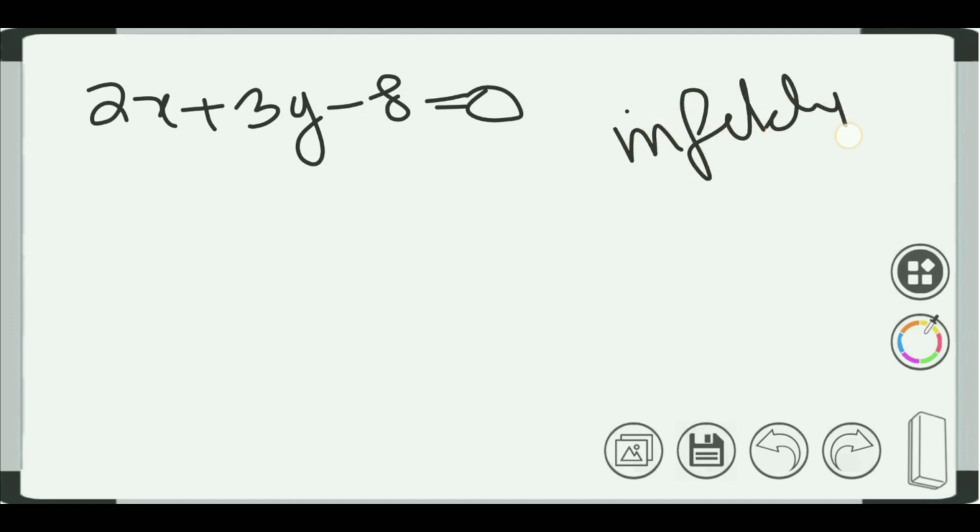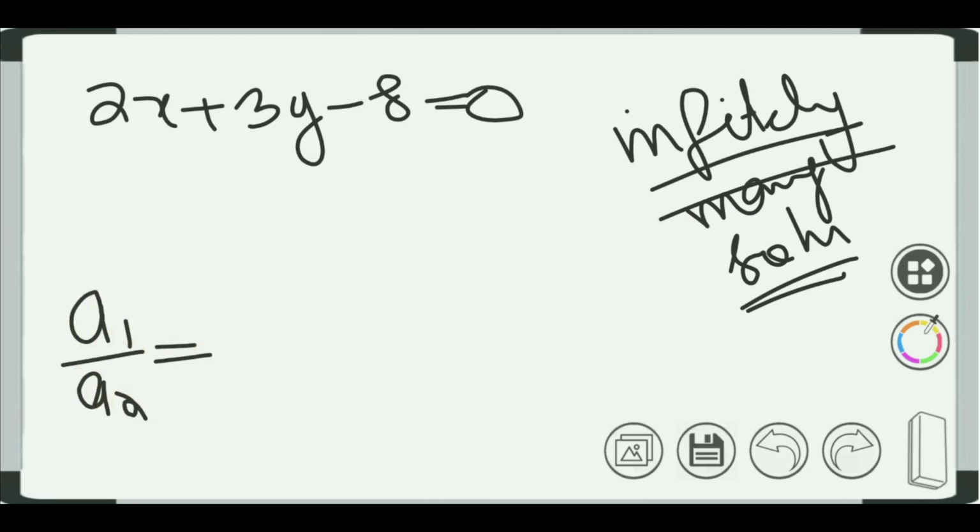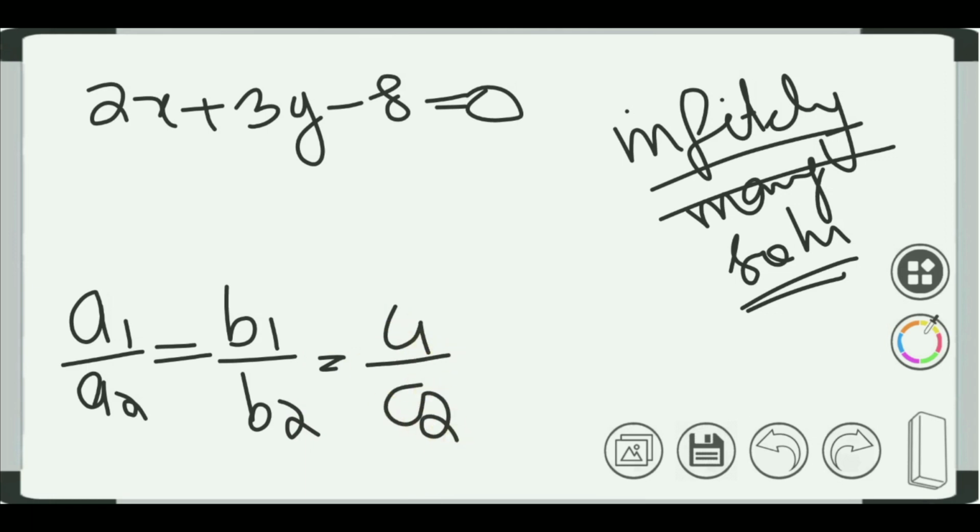Okay, if an equation has infinitely many solutions, the lines will be coincident. So for infinitely many solutions, a1 by a2 is equal to b1 by b2 is equal to c1 by c2. Second case. Now form an equation such that a1 by a2 is equal to b1 by b2 and also c1 by c2. Either you can put the same one.